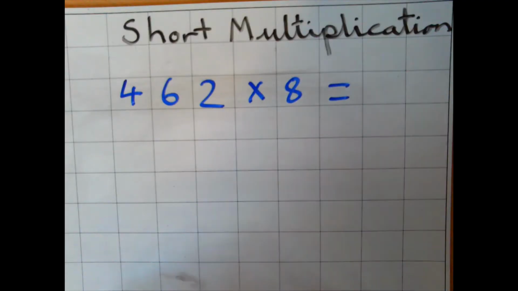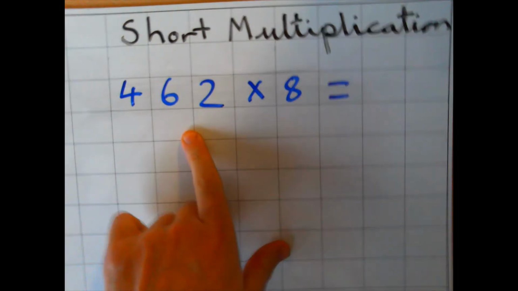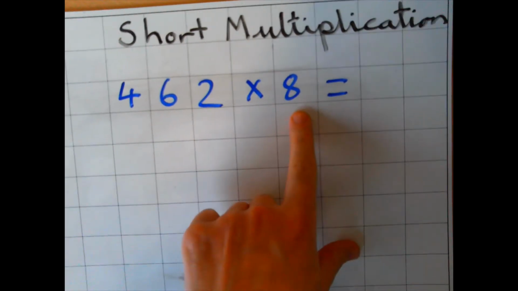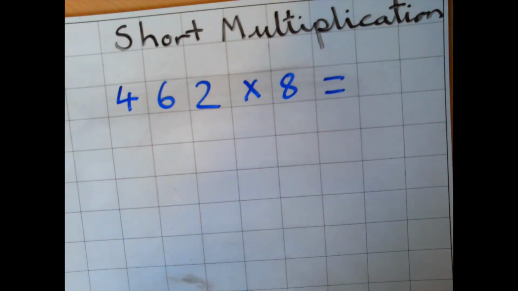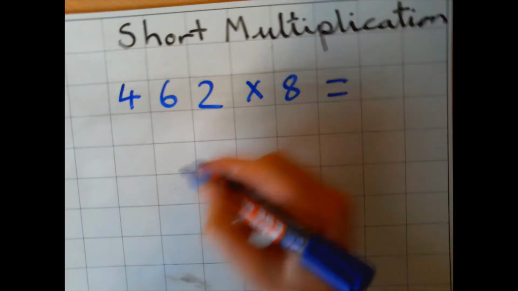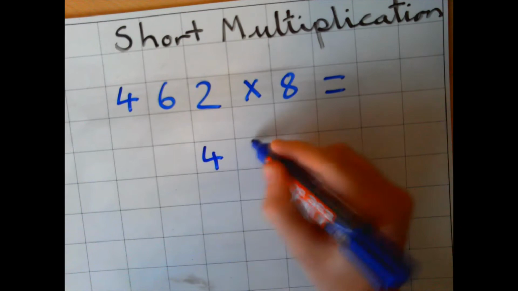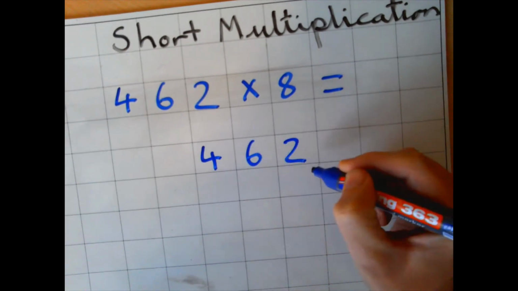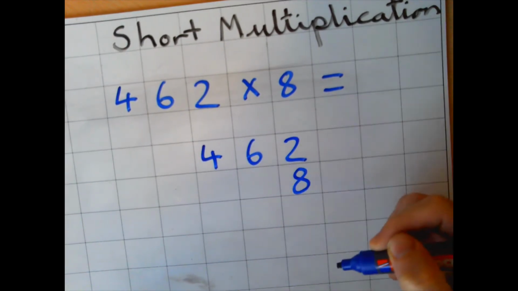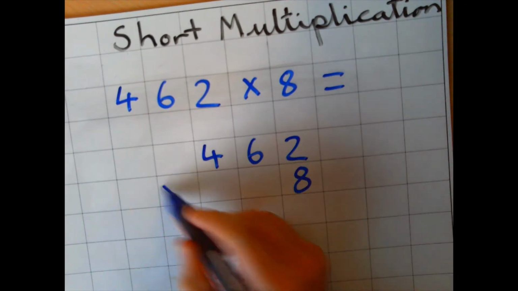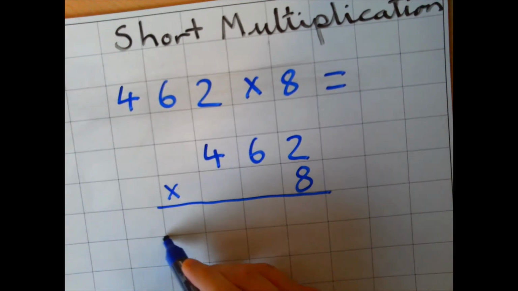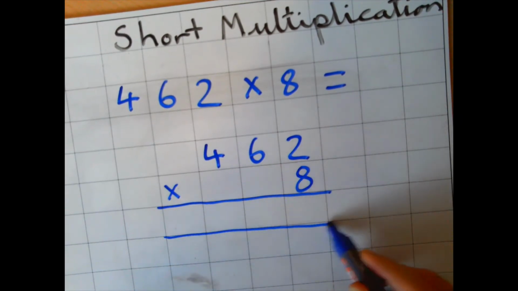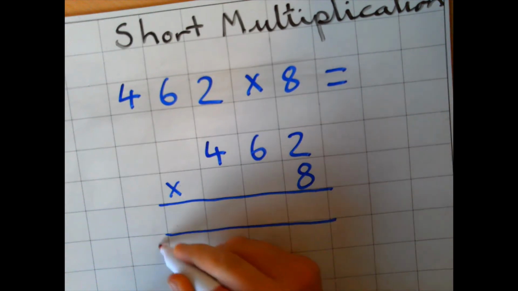Here we have a calculation, 462 times 8, and for this we're going to use our short multiplication method. So what I'm going to do is set it out in the columns. And then we're multiplying by 8. And on this method, what I like to do is just make a note that this line here is going to be for numbers that I'll need to add on as we're going through. It'll make sense as we go through.